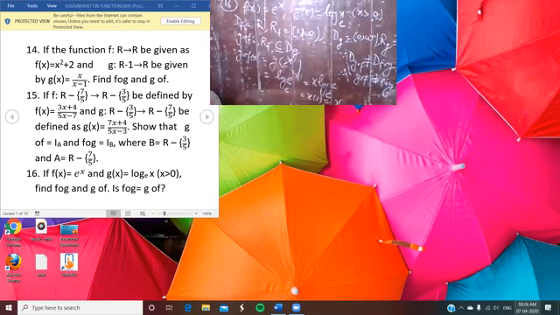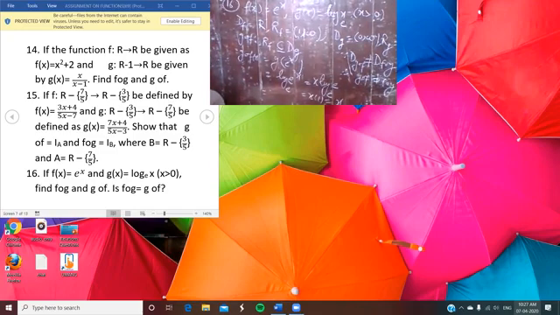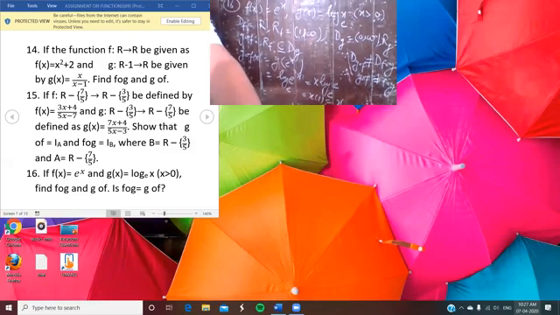This means you should not depend only on the values of fog and gof, but you also have to see the domains of both functions. If both the values as well as the domains are equal, then you can say they are equal. So in this way, it is completed. Now your next slide.